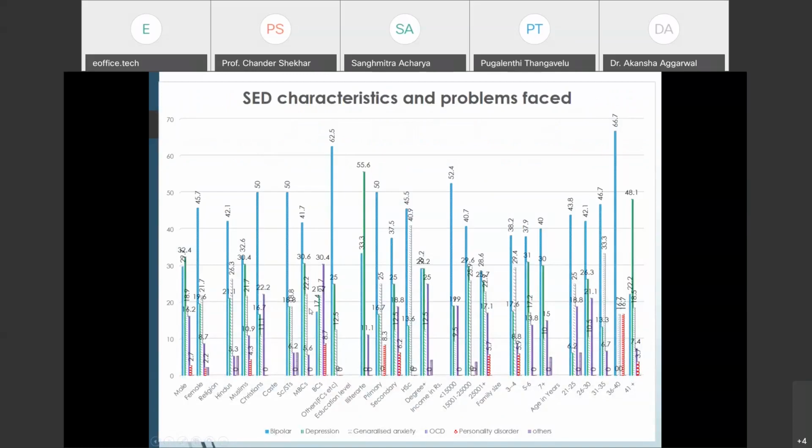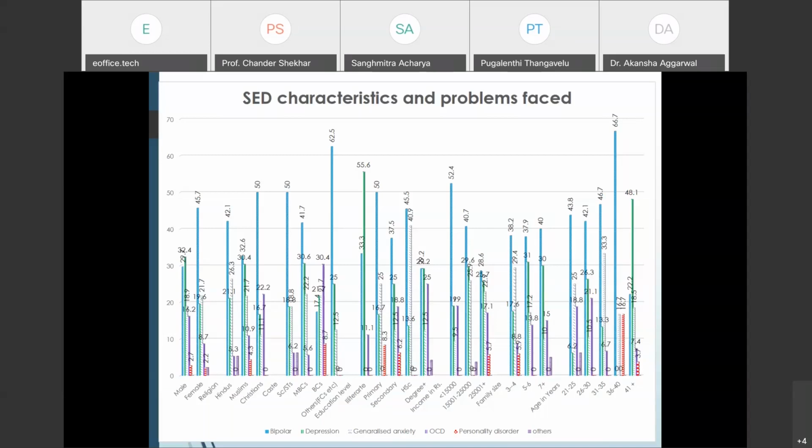Regarding the socioeconomic characteristics, what are the problems faced? I have listed a number of problems at the bottom of the chart: bipolar, depression, generalized anxiety, OCD, personality disorders and others. I compared all these problems with the socioeconomic characteristics. For bipolar, they feel separation is the most important factor.